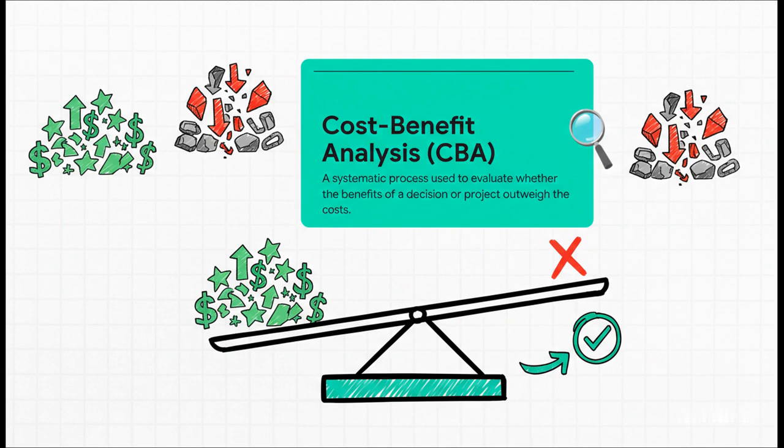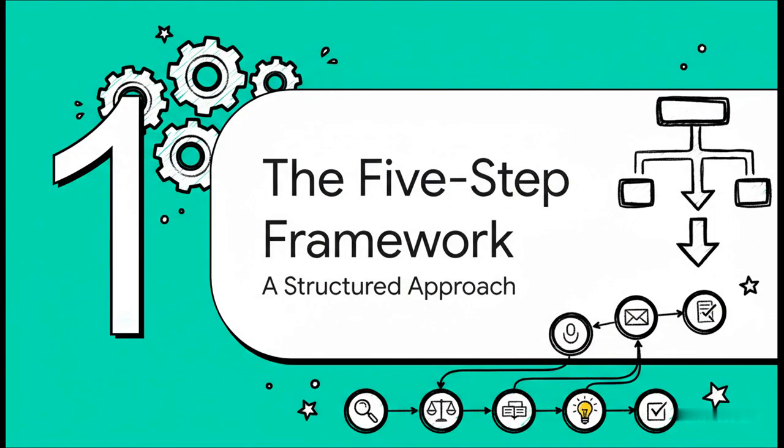You just systematically add up all the potential good stuff, the benefits, and then you subtract all the potential bad stuff, the costs. If that pile of benefits is bigger than the pile of costs, you've probably got a winning project on your hands. It's really all about bringing some cold, hard numbers to what can feel like a really tough, emotional decision. But, and this is a big but, a real cost-benefit analysis isn't just some quick pro-con list you scribble on a napkin.